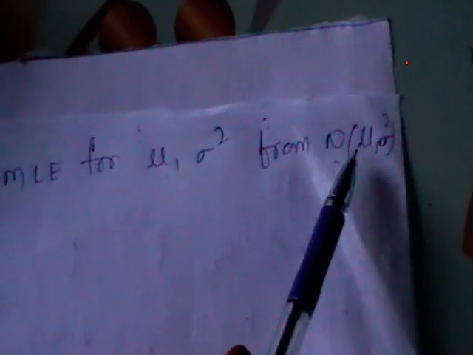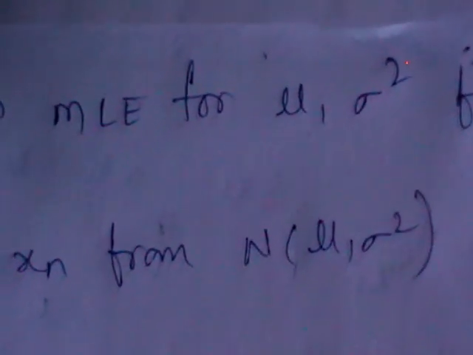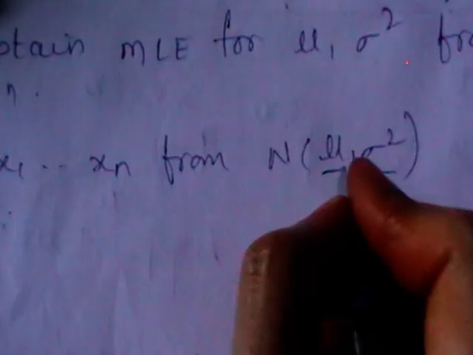So here the next problem on MLE is, for a random sample drawn from a normal distribution with parameters mu comma sigma square, you need to obtain maximum likelihood estimators for parameters mu comma sigma square. Here x1, x2, ..., xn is a random sample from a normal distribution with parameters mu comma sigma square. So you need to find out the MLEs for mu as well as for sigma square. So if x follows N(mu, sigma square), what is its PDF?